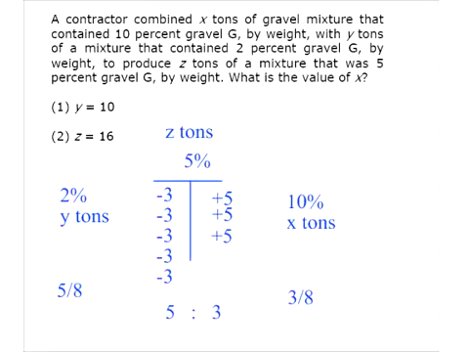So if they tell me that y is going to be 10 tons, then I basically know, yeah, the answer is D. If 10 tons is 5/8 of the mix, then I can certainly figure out what 3/8 would be. And if they tell me that the whole mix is 16 tons, then I'll go, cool, I'll just take 3/8 of that. Looks good.